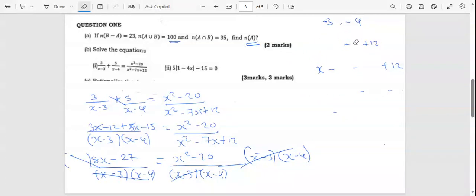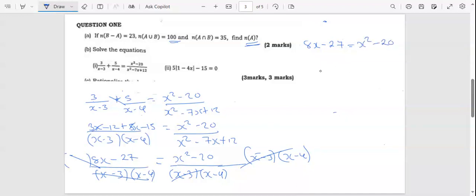So now we have 8x minus 27, like that, then is equal, those ones have cancelled, then is equal to what? X squared plus 20, like that.